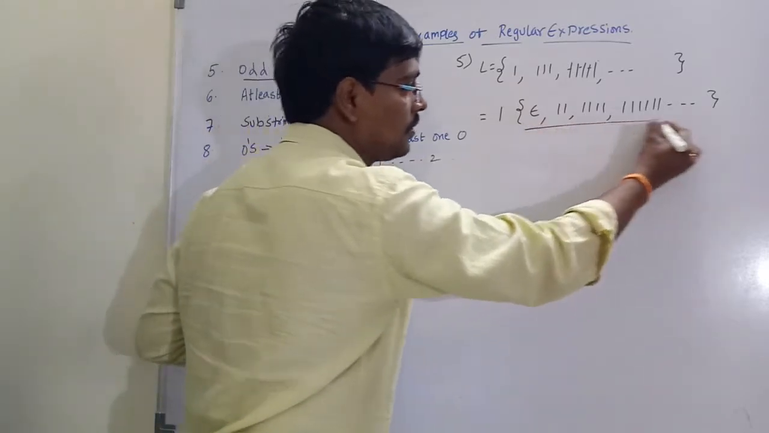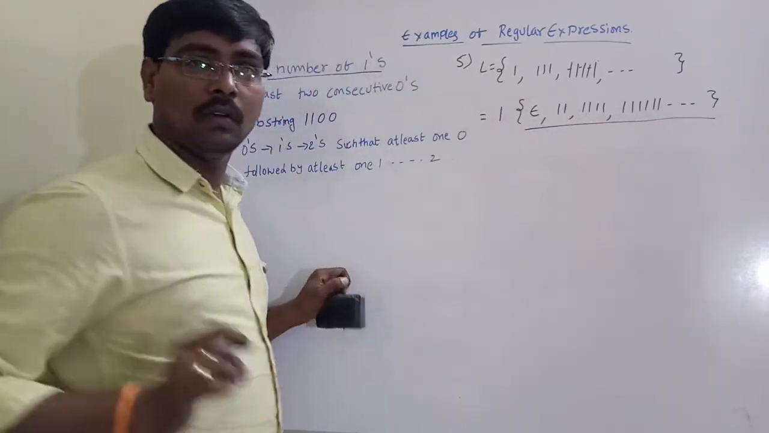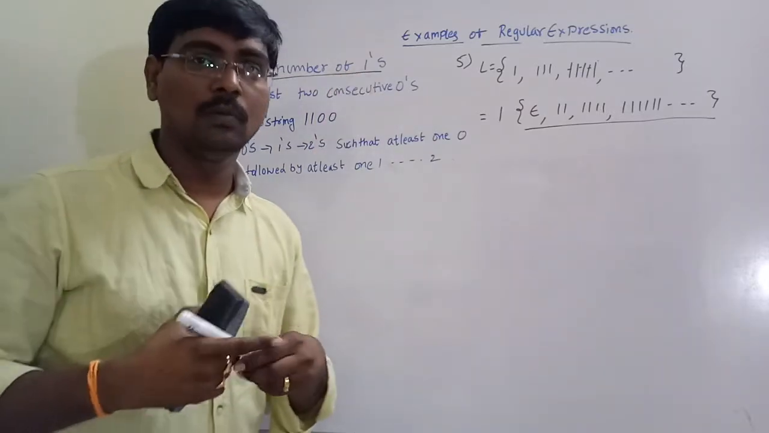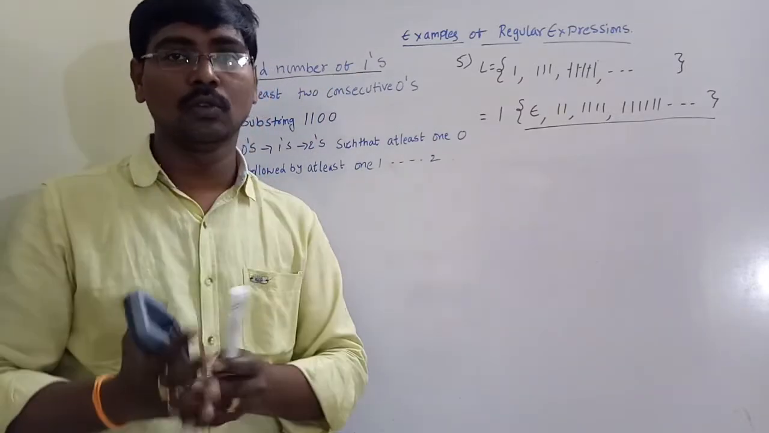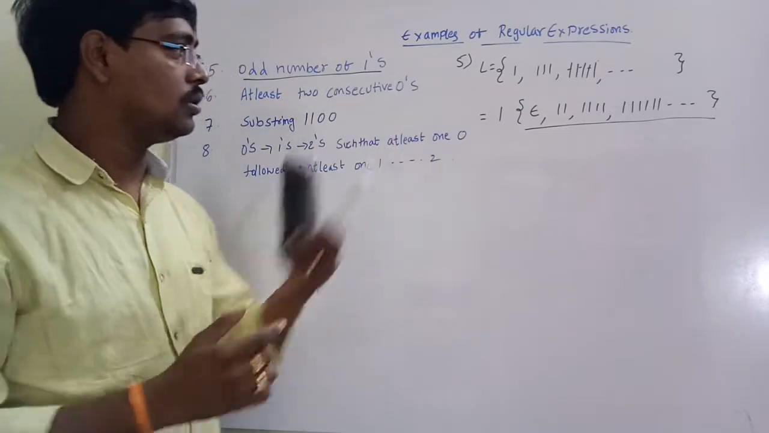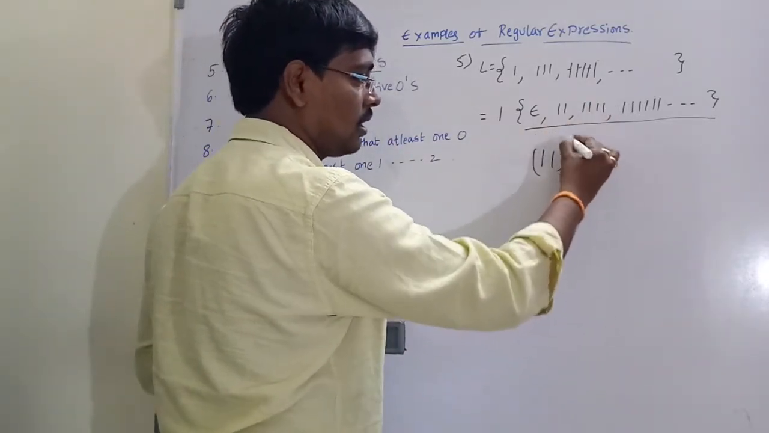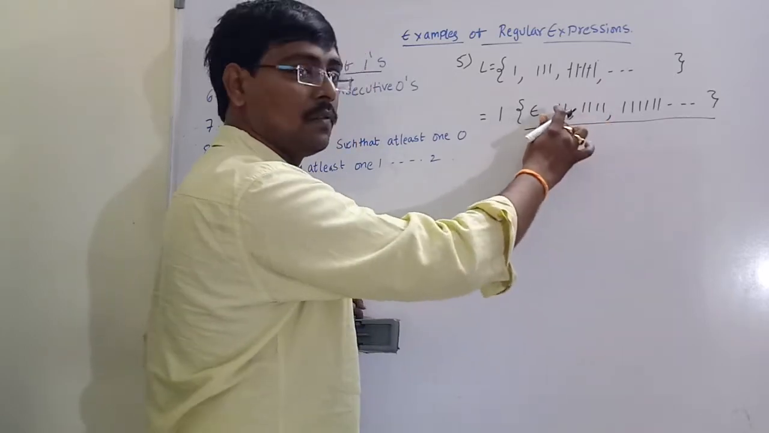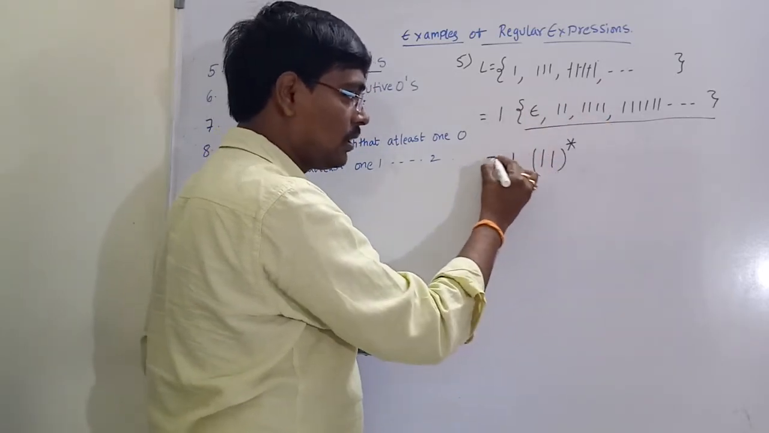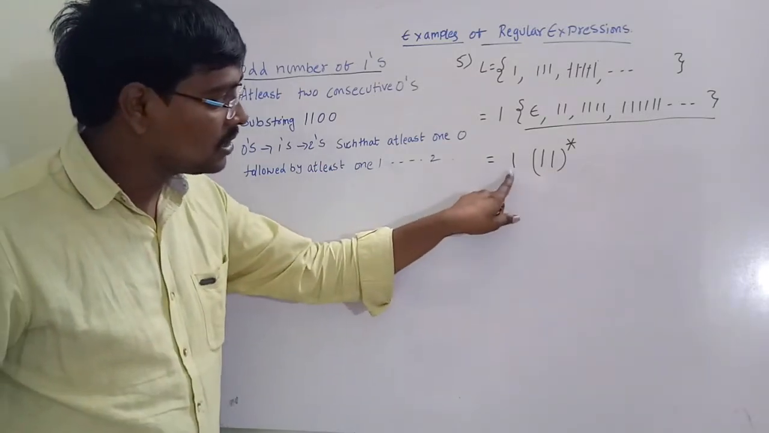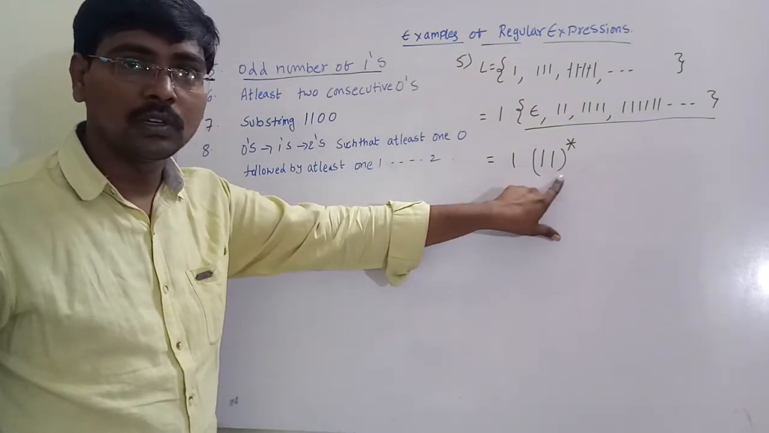What is the meaning of this? Even number of ones. If you are asking one question, try to convert the question into your possible solution. Suppose this one, the answer is 11 star. The answer is 11 star into 1. So this is the regular expression: 1 into 11 star.